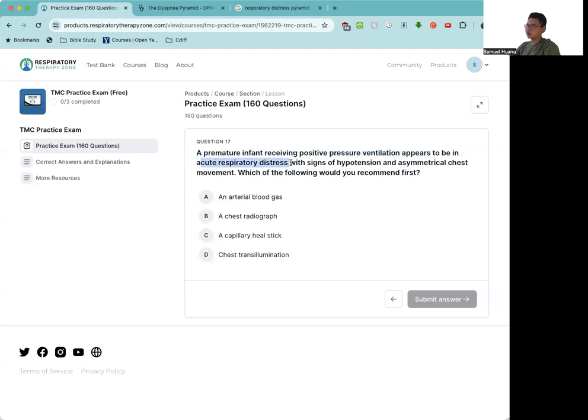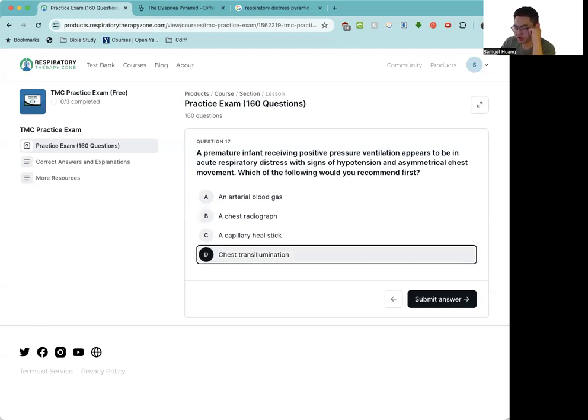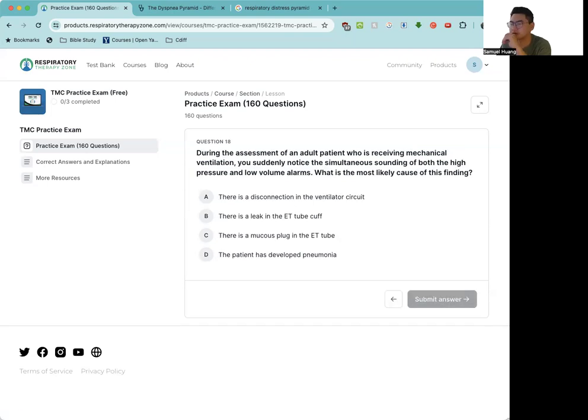So in ARDS, usually everything is symmetrical, but then they may have caused a problem with positive pressure ventilation. The lungs may still be very weak, and then they may have popped a hole in it. So maybe this is faster while you're waiting for the chest x-ray. Yeah, all right.